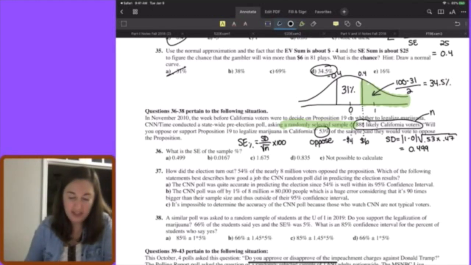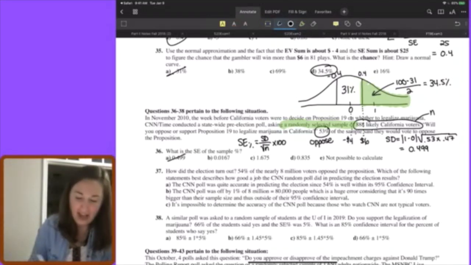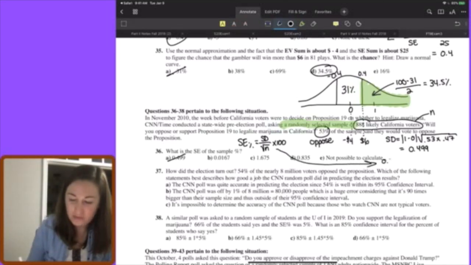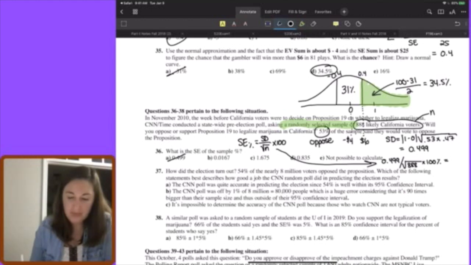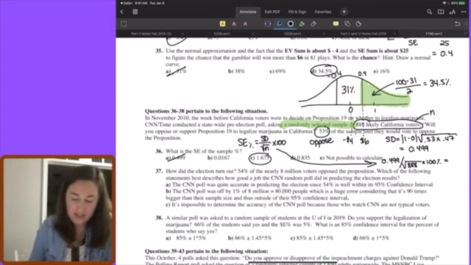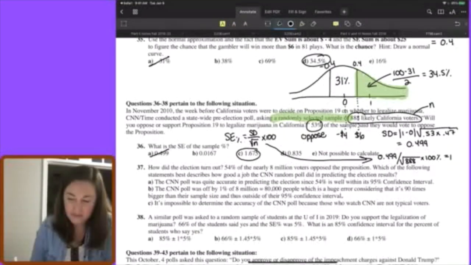Cool. And that is an answer choice, but that's not my answer yet. I'm running out of room here, but I need to plug that in. So I have 0.499 divided by the square root of n, which is 888, times 100%. And that ends up giving me, I think it is this one, C, 1.675.